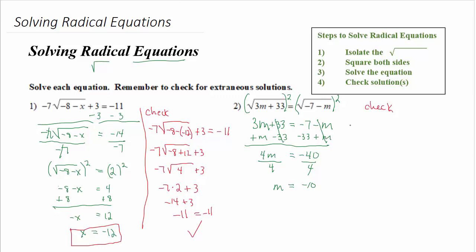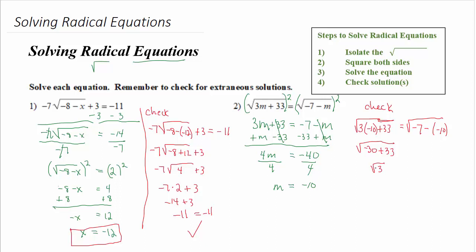Now we have to plug it into both places for m. You notice we have m on both sides. So the square root of 3 times negative 10 plus 33. Now let's neaten this up here. Equals the square root of negative 7 minus negative 10. We want to make sure the left and right hand side turn out to be the same thing. So 3 times negative 10, negative 30, plus 33. And if we put that together, we get the square root of 3.